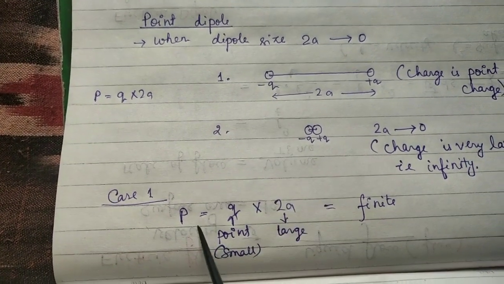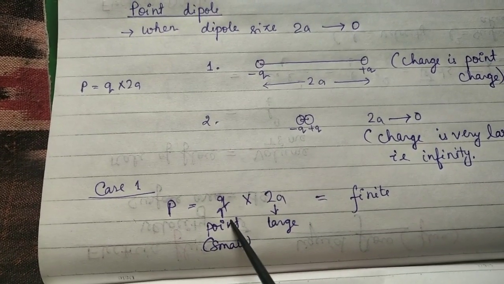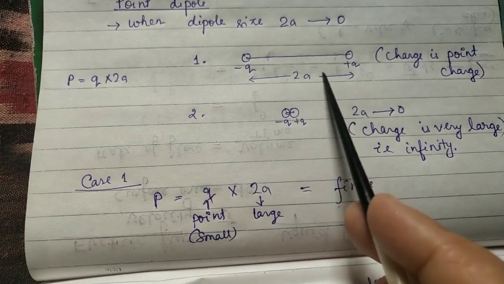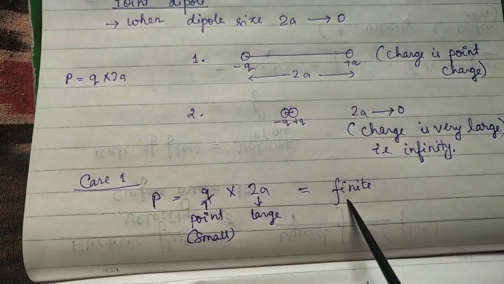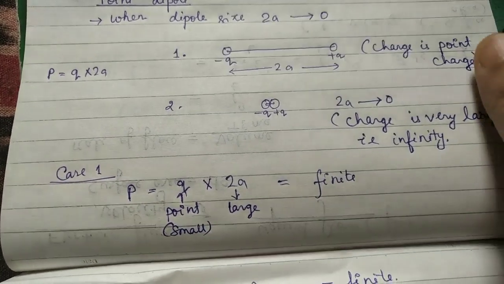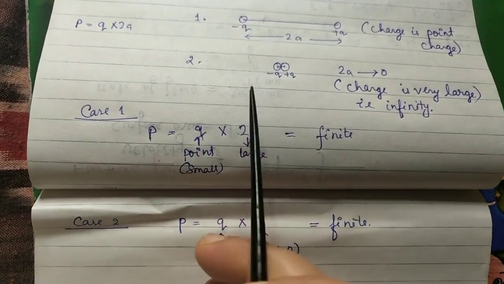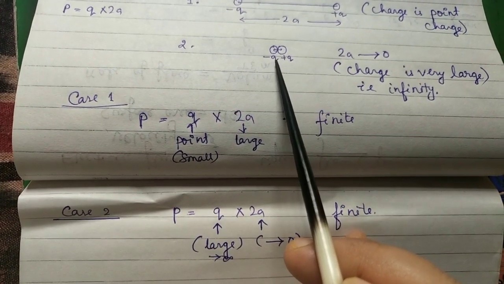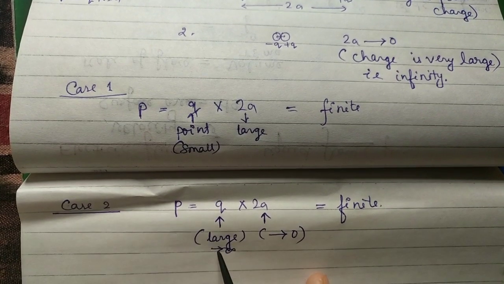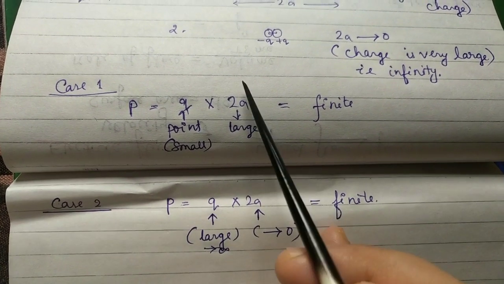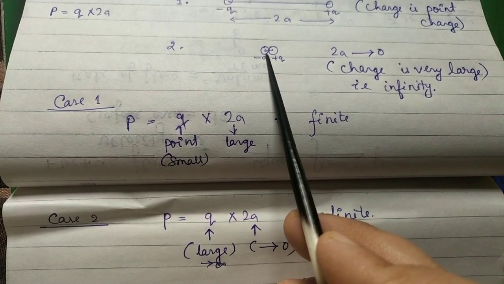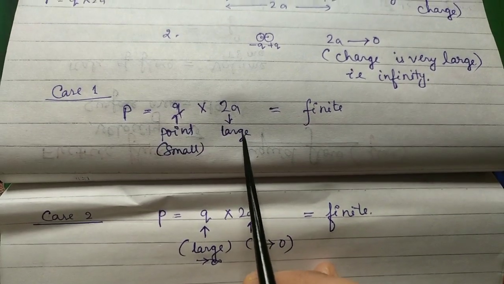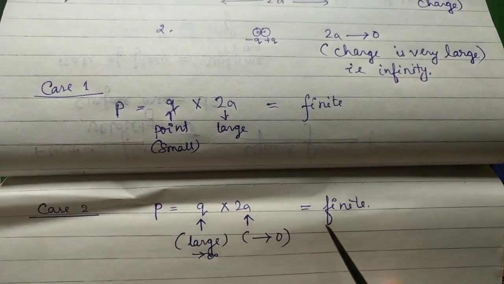So in the first case, P equal to Q into 2A. Q here is a point charge, we can say point means small, but 2A is large. So what is the product? The product is finite. In the second case, case 2, P equal to Q into 2A. Here Q is not a point charge, that means Q is not small, it is large, the charge is tending to infinity. And what about 2A? 2A here is tending to 0, that means very small. So again, small and large, the product is finite.